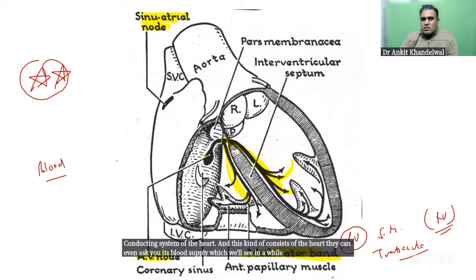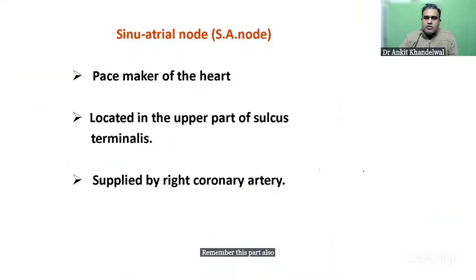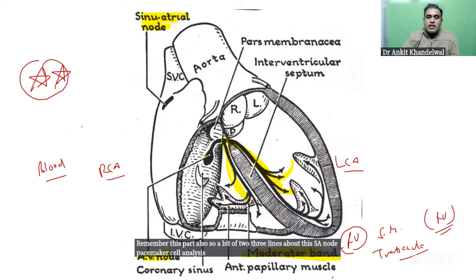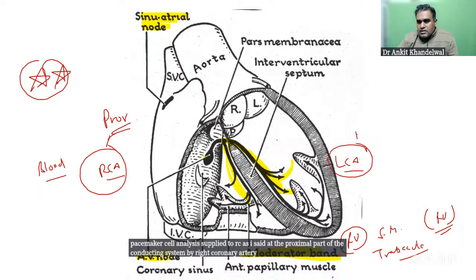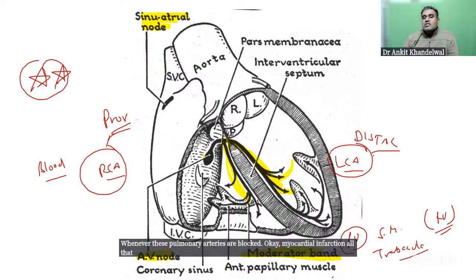The proximal supply is basically from the right coronary artery. The distal part is mainly supplied by the left coronary artery. Remember this part also. So a bit of 2-3 lines about this SA node, pacemaker, sulcus terminalis, supplied by the RCA, as I said, the proximal part of the conducting system by the right coronary artery. And the distal part of the conducting system is by the left. What is the importance is that whenever these coronary arteries are blocked, okay, myocardial infarction, all that, the SA node and AV node and bundle branches get affected, leading to heart blocks of different stages.